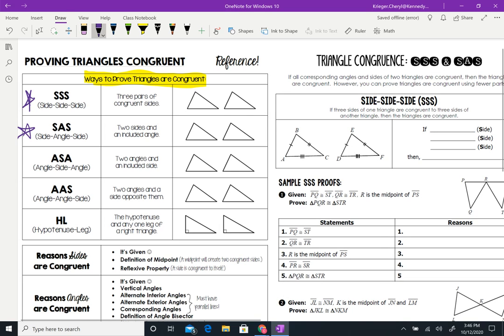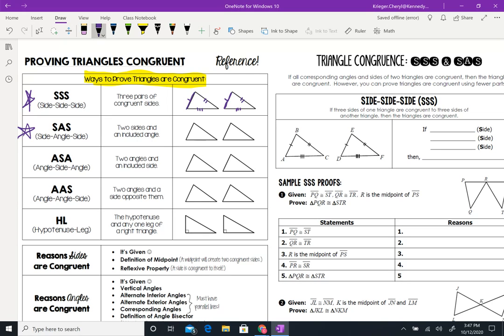The two that we're going to be learning today are side, side, side, and angle, side, angle. Side, angle, side. So side, side, side happens when they give you two sides that are congruent. So this could be like a 3-unit side, and then another two sides that are congruent, maybe a 4, and finally our third side would be congruent, 5. So if we have all three side lengths the same, then the triangles have to be congruent.